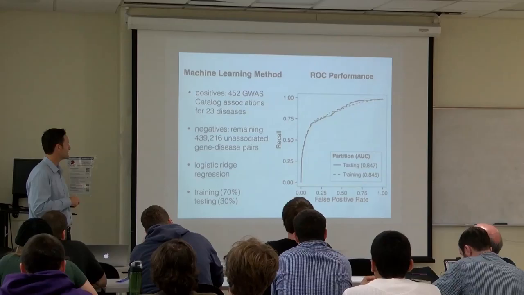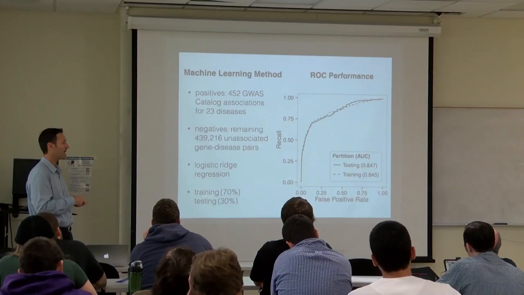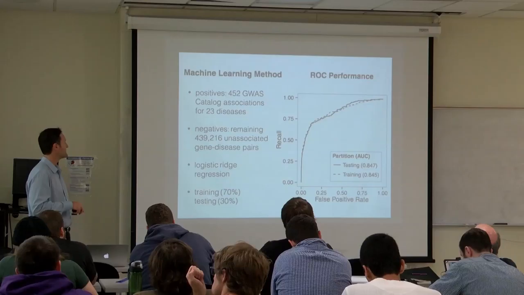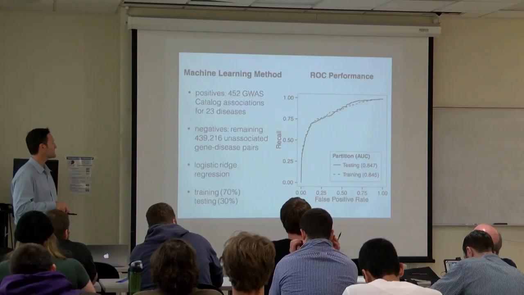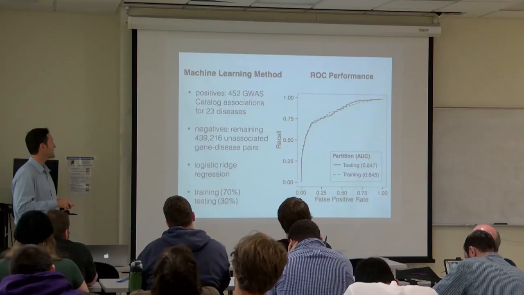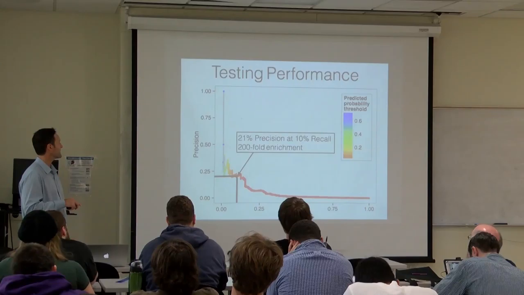And then we computed our ability to recall, again, those known associations from the paths. And we did fairly well in terms of predicting these 452 known associations in our network. There's no appreciable degradation in performance between the training and test. And this resulted in this precision-recall curve that you may be familiar with. At the sweet spot, it can identify 21% precision at 10% recall.